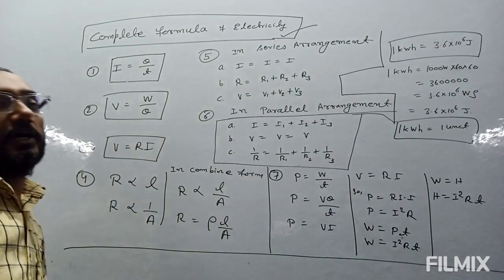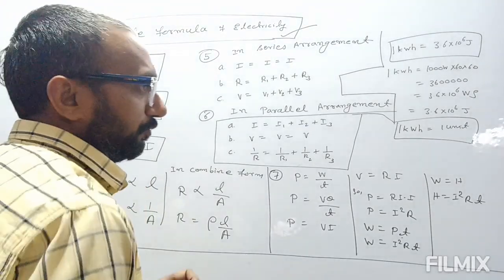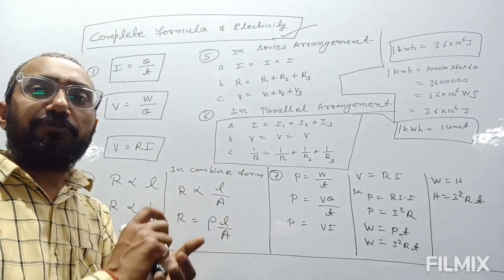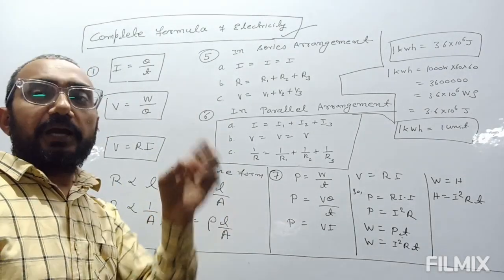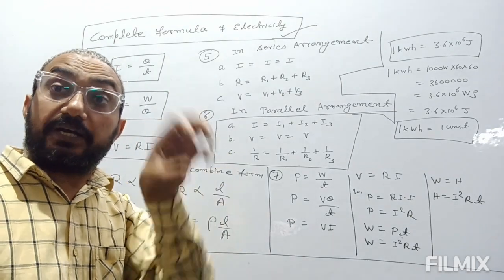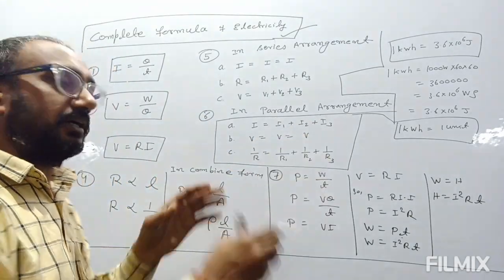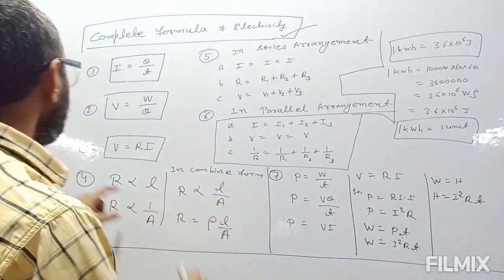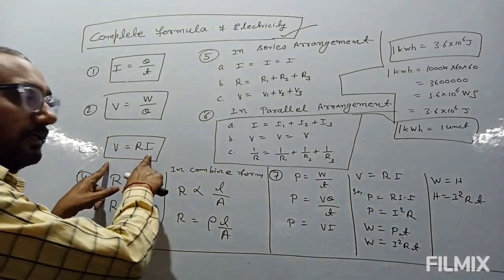And third formula, that is Ohm's law. V equal to RI. At a constant temperature, current flowing through the conductor is directly proportional to the potential difference. That is V equal to RI.